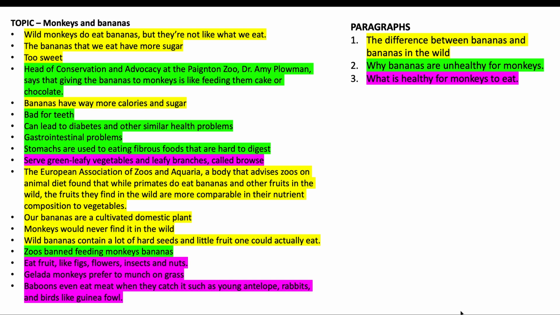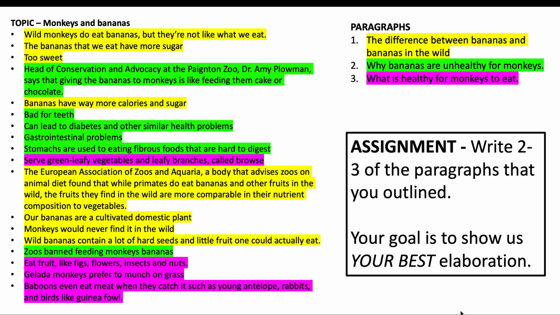In Activity 1, you did some quick research on a topic. You gathered 20 to 25 facts and you grouped those facts into paragraphs. Your assignment today is to write 2 to 3 of the paragraphs that you outlined. Your goal is to show us your best elaboration.